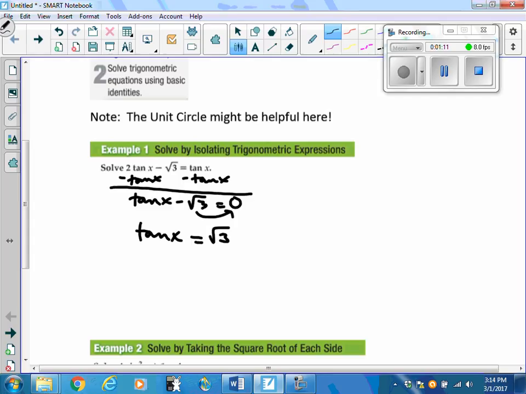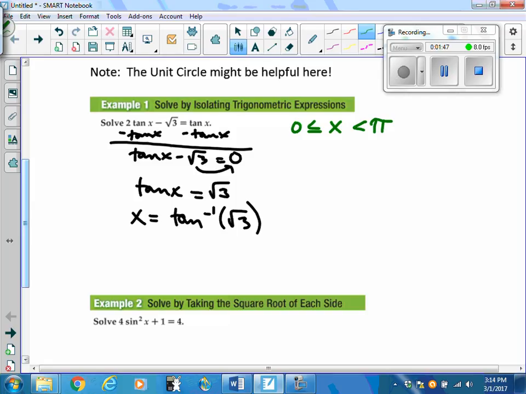I still want to find out what x is. So to do that, this is where we get to do the inverse tangent. So to get x, I'm going to do the inverse tan of the square root of 3. Now, tangent has a period of pi units. So I'm going to give values of x that are greater than or equal to 0 and less than pi. That's the values that I'm going to use, so that I don't have any repeaters. Because I could have multiple values that have square root of 3.